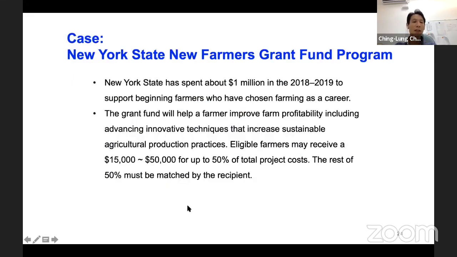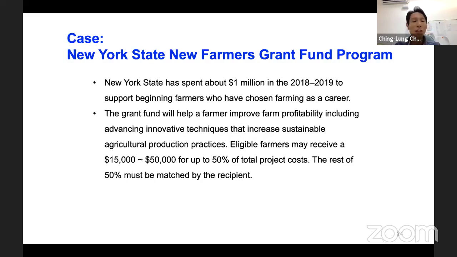And then this is a case in New York, the new farmer grant fund program. So actually in the US they try to encourage people to save the water. So they have so many kinds of challenge programs. And if you win the challenge, you will get some reward.